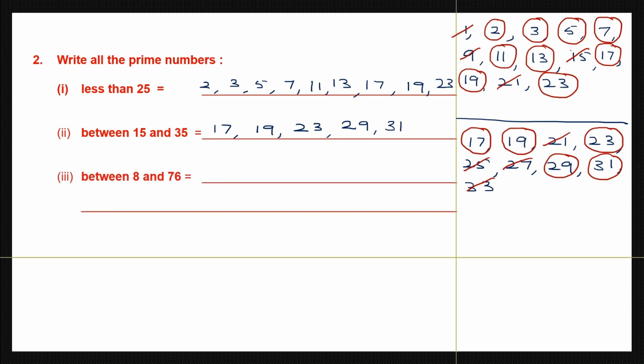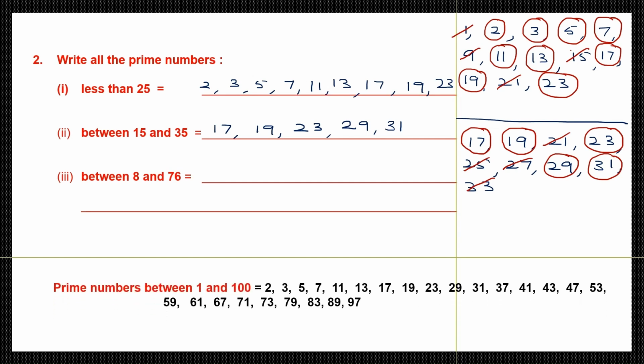Next one, between 8 and 76. Now there are quite a lot of numbers between 8 and 76. Now children, you must learn all the prime numbers between 1 and 100. There are 25 prime numbers. You have to learn this. Now these are the 25 prime numbers between 1 and 100. So we are going to find the answer to question 3 from this.